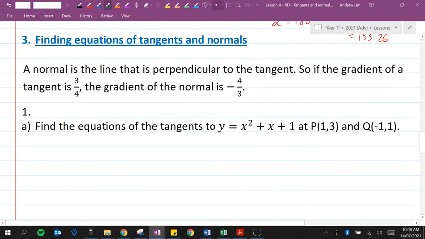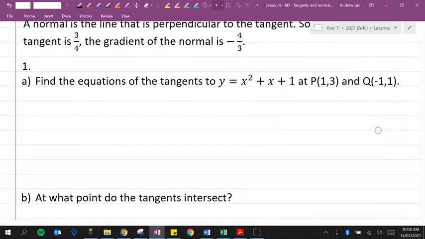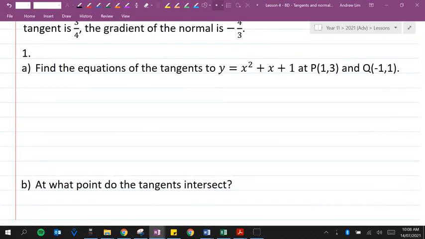Okay, let's move on to the third part of this lesson, finding equations of tangents and normals. A normal is the line that's perpendicular to the tangent. So if the gradient of a tangent is 3 quarters, the gradient of the normal is negative 4 over 3. We sort of did that already in the previous question. So let's find the equations of the tangents to y equals x squared plus x plus 1 at these two points, P (1, 3) and Q (minus 1, 1).